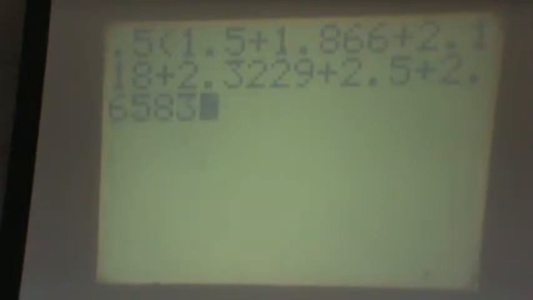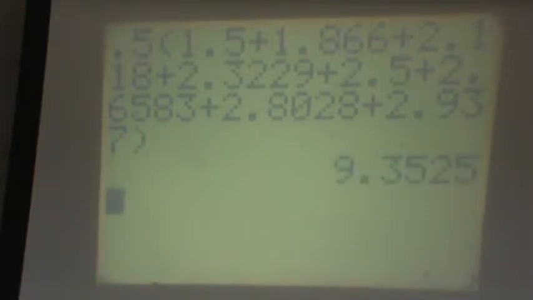You can tell on an exam, you're not going to get many partitions. In fact, quite often, on the AP exam, if they give you one of these, it'll be no more than 3 partitions, because they don't want you to spend all day on this. Okay, so I get an area of 9.3525. How many people got that?